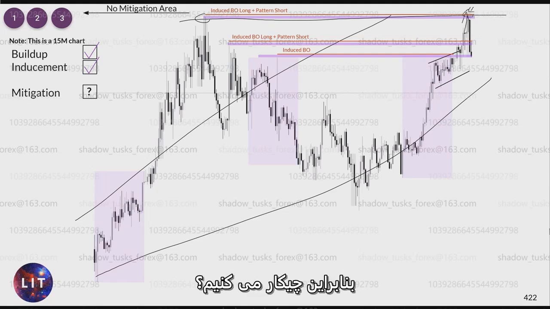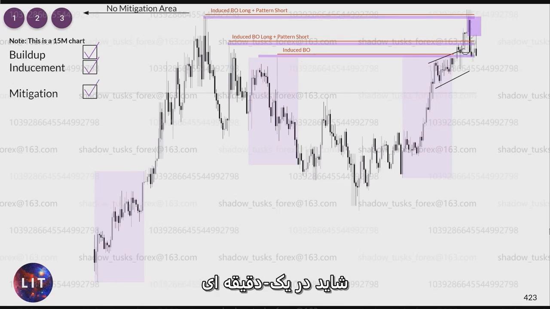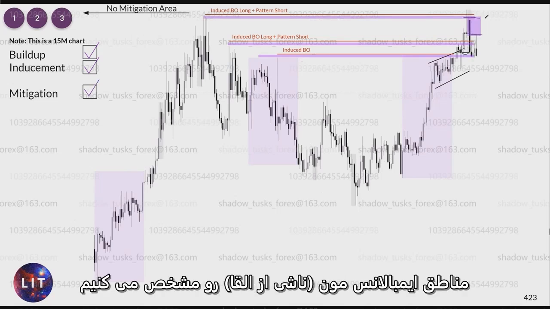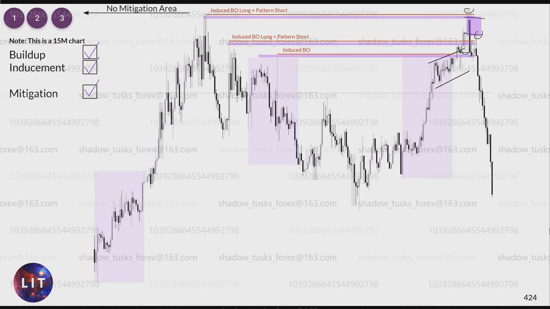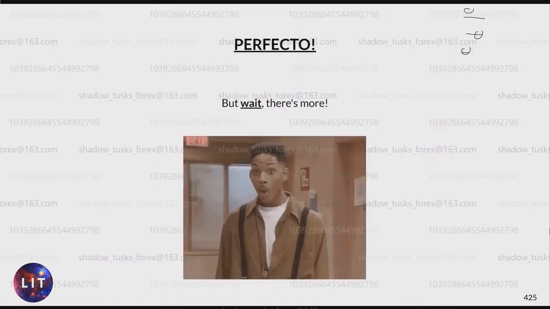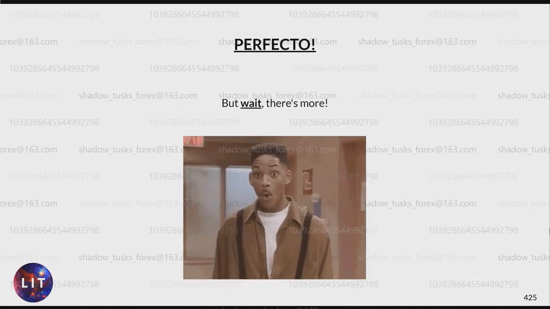So what do we do? We wait for the internal break of structure in here. Maybe in 1 minute. We're marking out our imbalance zones of the inducement. Wait for the mitigation. And off we go. Perfecto. That's how we easily can trade inducement trades as well.